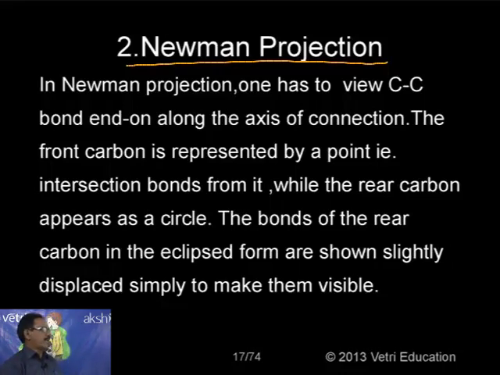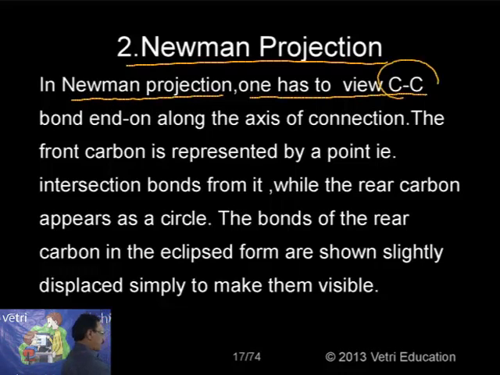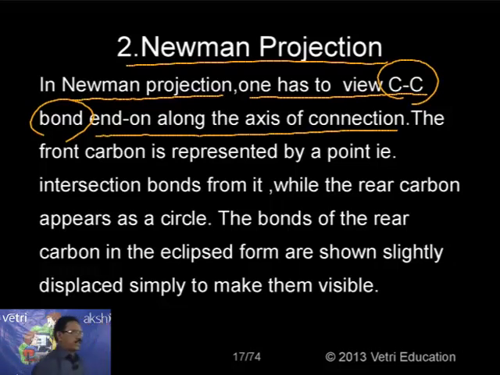Let me explain, what is the Newman projection? In Newman projection, one has to view the carbon-carbon bond end on along the axis of connection. When you are standing in front, you view the first carbon, and then the bond against the second carbon. So we have to view the carbon-carbon bond end on along the axis of connection.